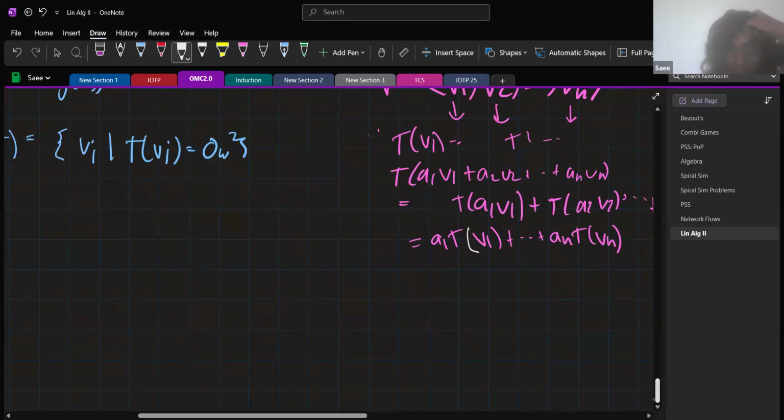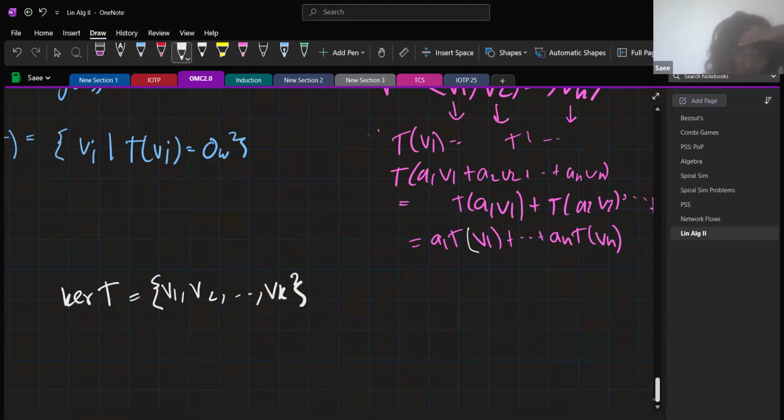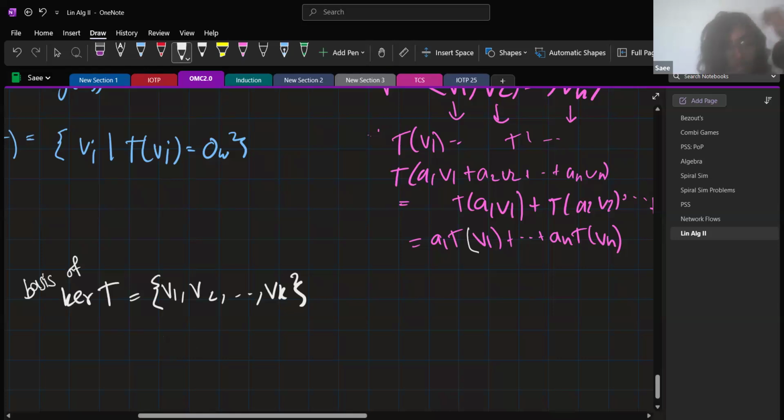So let's say the kernel of T is something V1 to V2 up until Vk. So let's say kernel of T is equal to this. So what does this mean? This just means that we have T of all of these Vi. Maybe I'll say this is the basis of kernel of T. Because kernel of T itself is also a vector space, so there'll be some basis. So let's say it is V1 up until Vk.